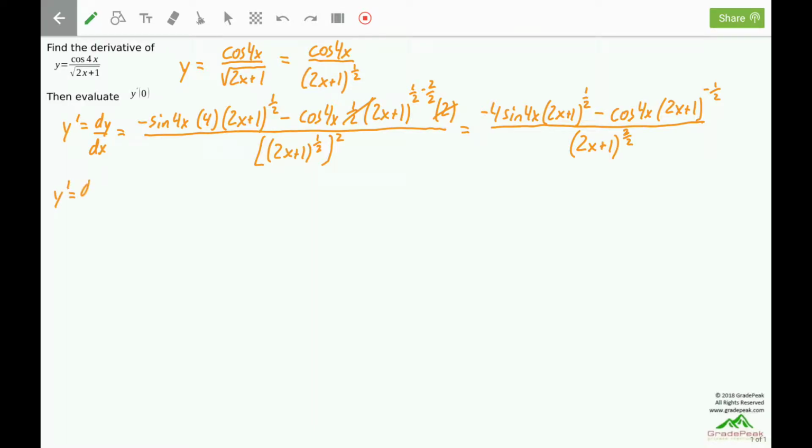So y prime, or dy dx, will equal, my first term I'm going to leave the way it is, minus 4 sine 4x, and then 2x plus 1 to the 1/2. And then I have minus, in my second term I'm going to take the 2x plus 1 to the negative 1/2 and put it in the denominator, in which case it'll become a positive 1/2 power. Now that I've moved it to the denominator, this entire thing is over 2x plus 1 to the 2 over 2, or just to the first power.